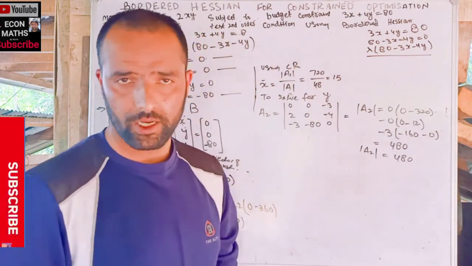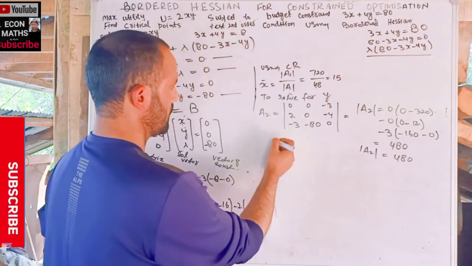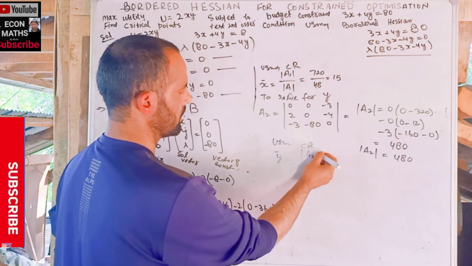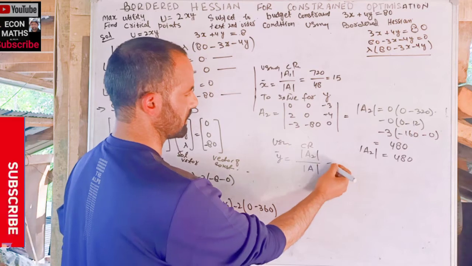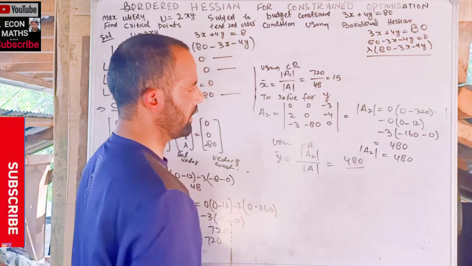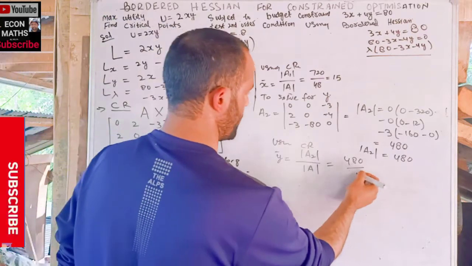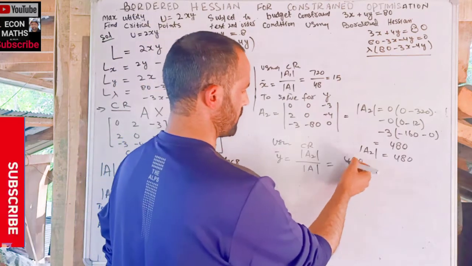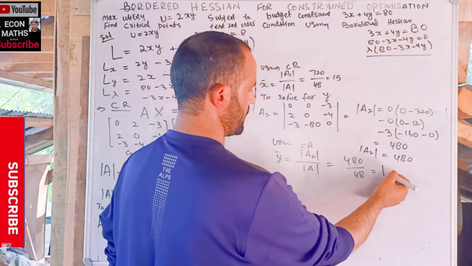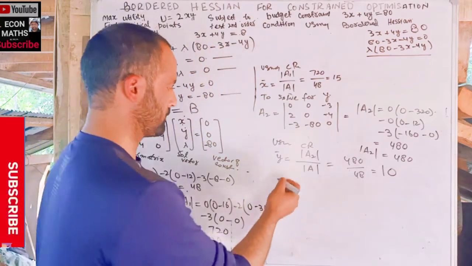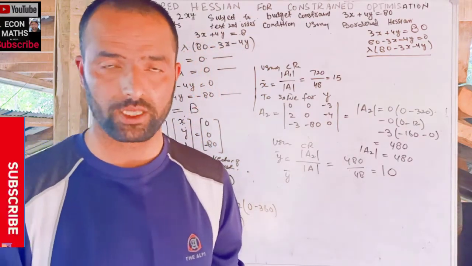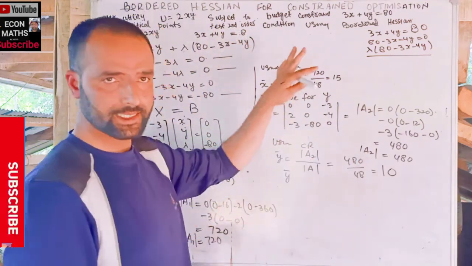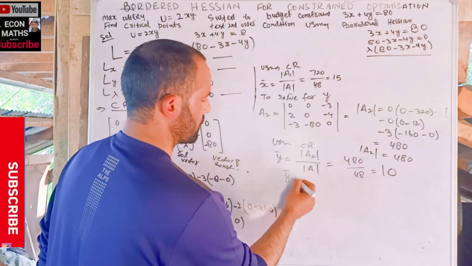Now to get the value of y, using Cramer's rule, our y will be equal to the resulting new matrix divided by the original matrix. This is 480 divided by our original was 48. So this comes out to be 48 ones are 48. So 48 zeros are. So this comes out to be 10. I'm not sure whether I have done the calculations correctly, so you can check that the steps are the same. Therefore, the optimal value of y will be 10.